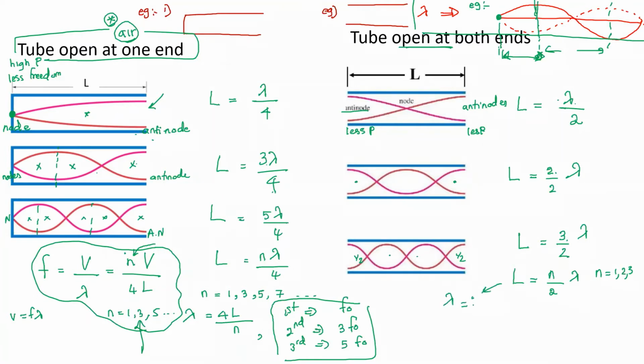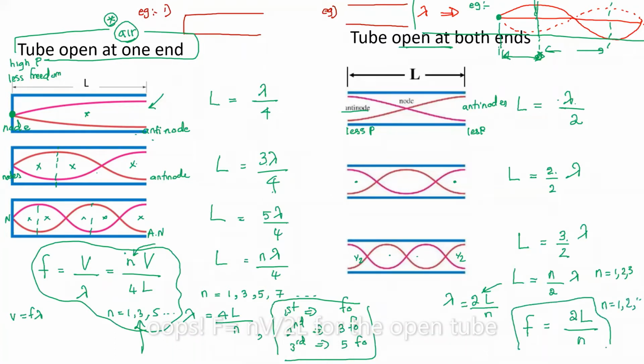And if I write lambda, I get 2L over n. And if I write frequency, I will get 2L over n. And n can be 1, 2, 3, anything. So this was the exact formula we got for the string, right? So for the string and the open tube, the equation is the same and n varies in the normal way. That means n can be any positive integer: 1, 2, 3.